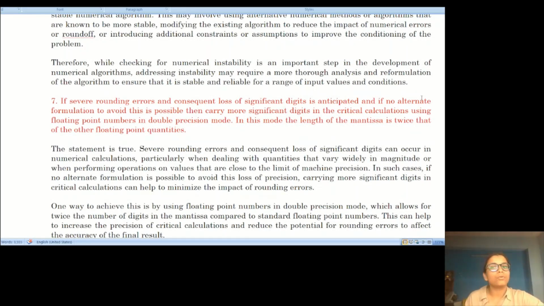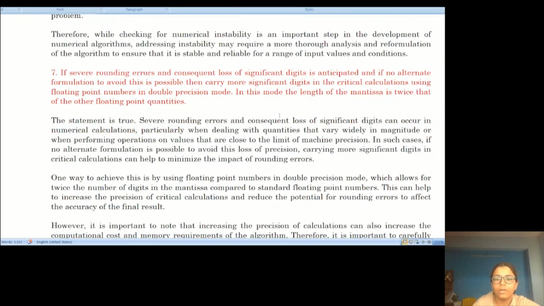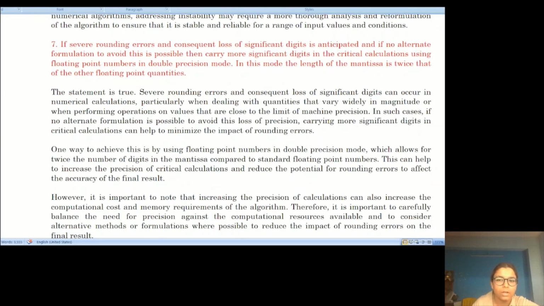For the seventh question: if severe rounding errors and consecutive loss of significant digits are anticipated, and if no alternate formulation to avoid this is possible, then carry more significant digits in the critical calculation using floating point numbers in double precision mode. In this mode, the length of the mantissa is twice that of the other floating point quantities. The statement is true. Severe rounding off and consecutive loss of significant digits can occur.